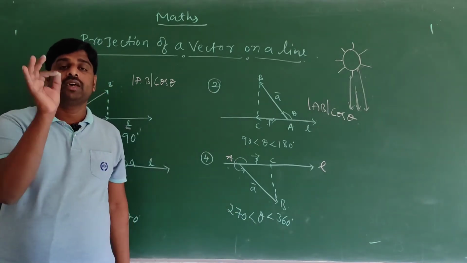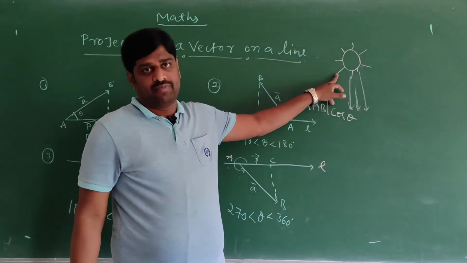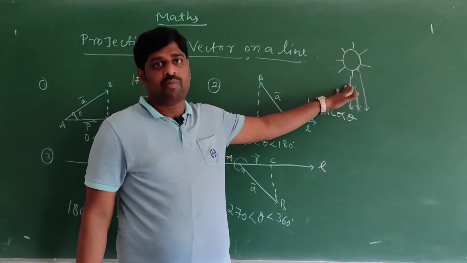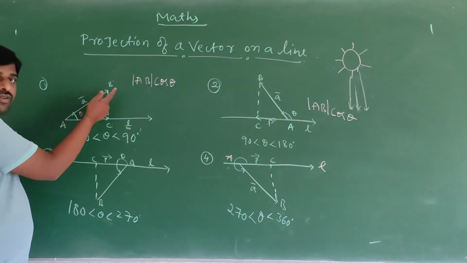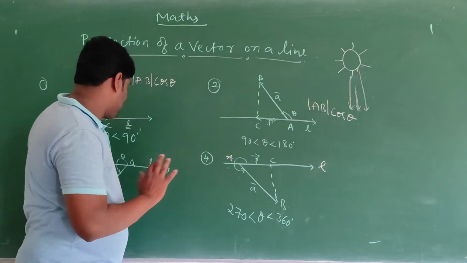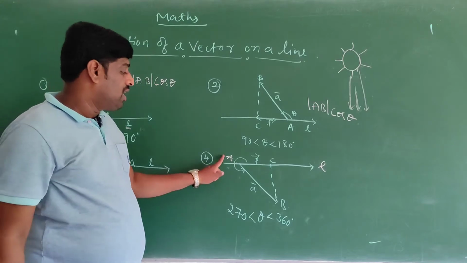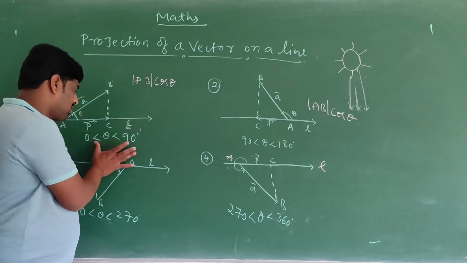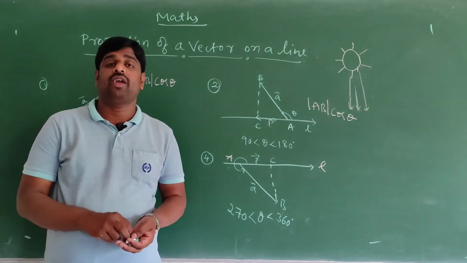So remember students, projection means, suppose the sun, our day star, is giving light in the form of rays. Those rays are called projection. Similarly, here the projection of AB bar is P bar on L. Now the projection in the first quadrant, second quadrant, third quadrant, and fourth quadrant. This is the projection of a vector.